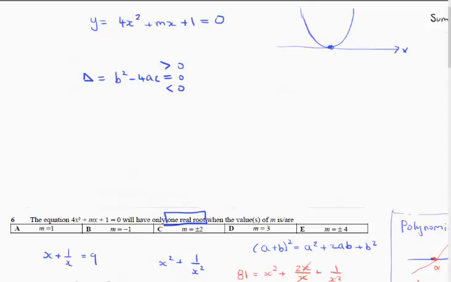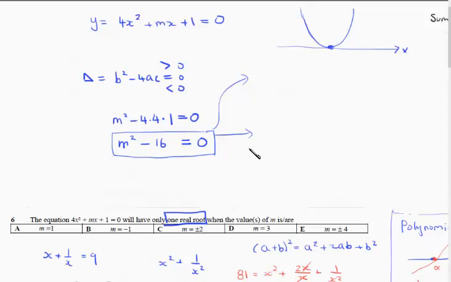Yeah, everyone's saying equal to 0. Good. So we just have to write m squared, which is b squared, minus 4 times a, which is 4, and c is 1. So we want this to be equal to 0. So this is m squared minus 16 is equal to 0. And you have to find the value of m. You have to solve this.